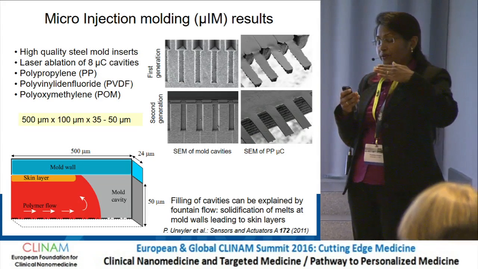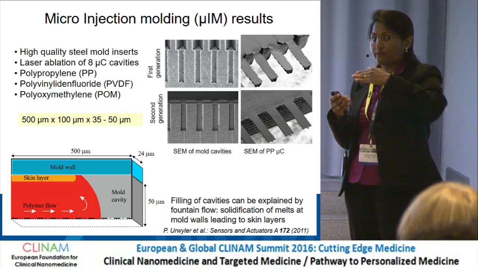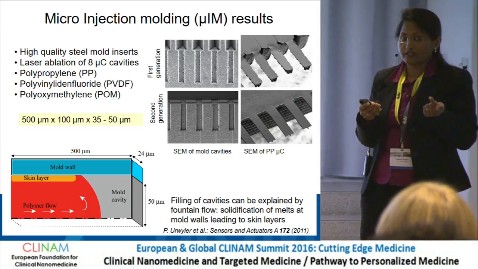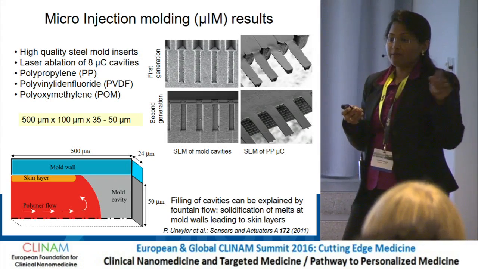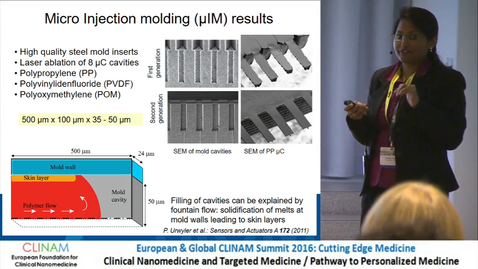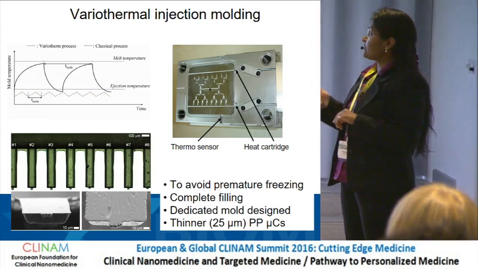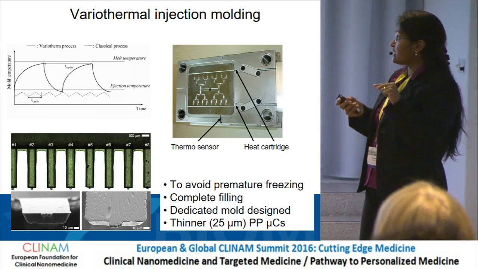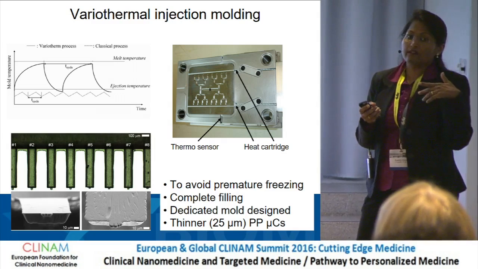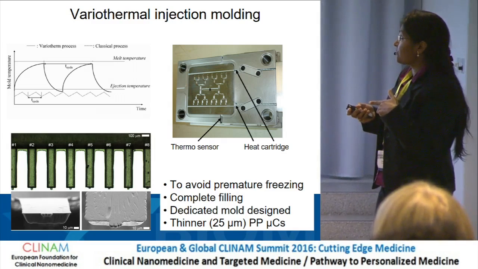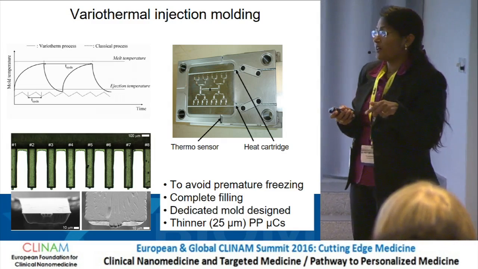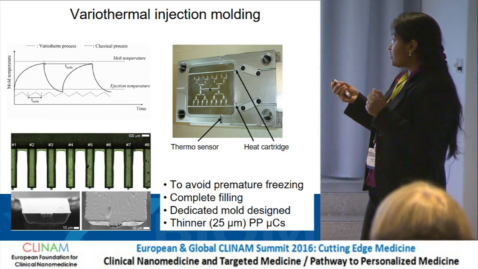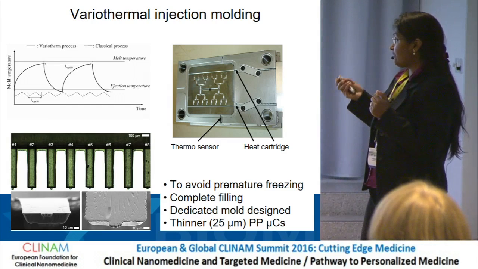So there is a difference in orientation of the polymeric structures at the end of the mold wall and at the center of the cantilever, and this also affects the mechanical properties of the cantilever. So the bending is different because the orientation of the polymer molecules is different. So we had to then move on due to the thick cantilevers. We then moved on to get rid of this cold wall immediate freezing to what is called variothermal injection molding. So here the injection molding cycle is longer, so we could achieve thinner cantilevers, 25 micrometer.